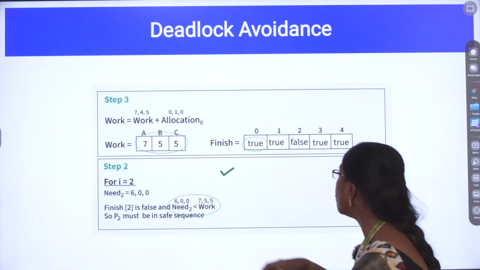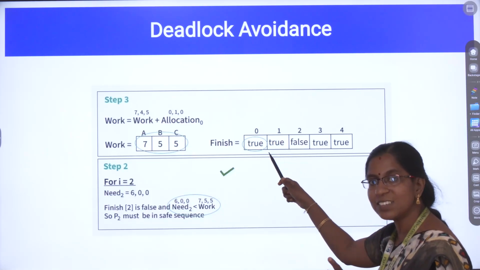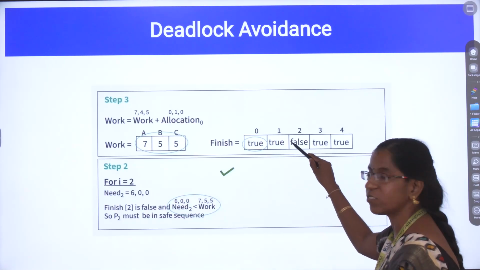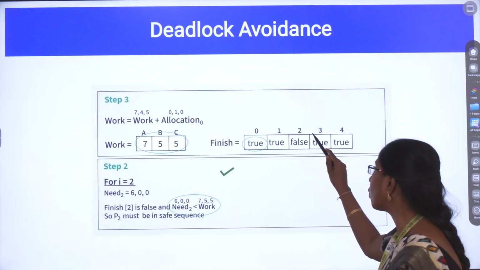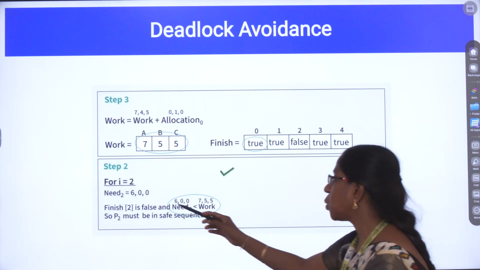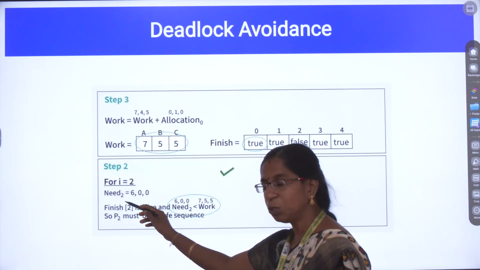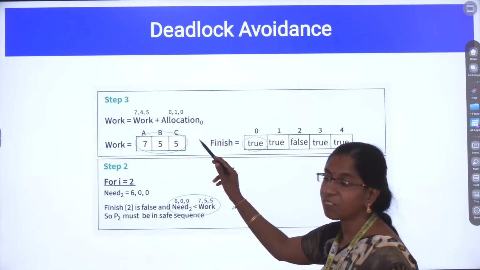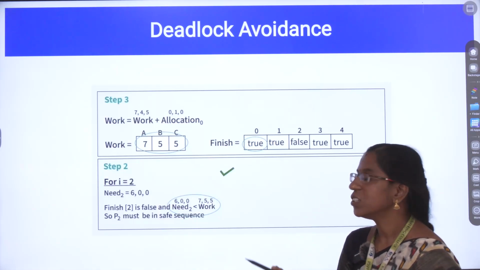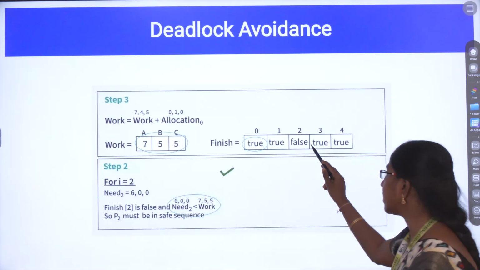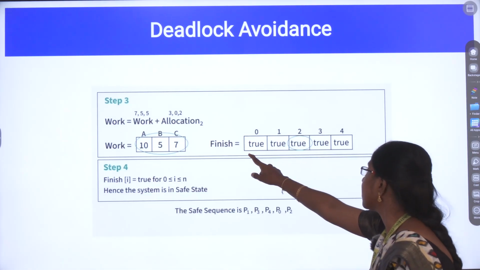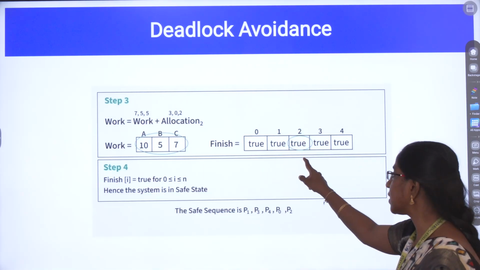This is I2, because I1 is already true. Next I2. Because it is false, we concentrate on process P2. Getting the value of need 2, this is 600, which is less than 755, so the condition is true. So our P2 must be in the same sequence, and we update finish of 2 as true.